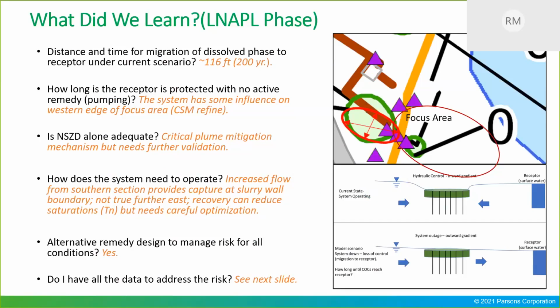Migration and a recoverability metric, which goes to show that, yes, the existing system does have a role to play, but we are probably better off enhancing the natural processes here, which goes back to the summary as to what we learned from this evaluation as far as the NAPL phase is concerned. So we are saying that it's going to take about 200 years or so for the plume to migrate 116 feet, which is a long time, but the risk is certainly there. And how long is the receptor protected with no active remedy?